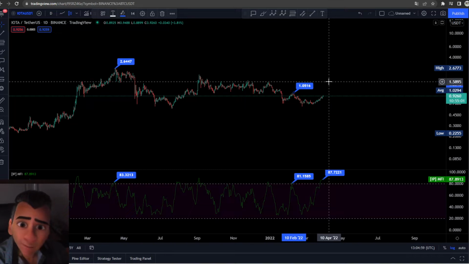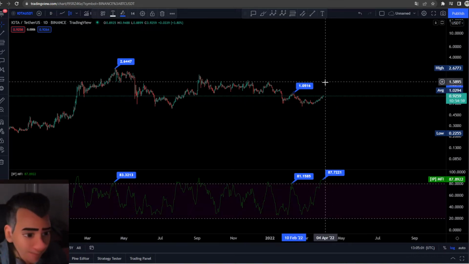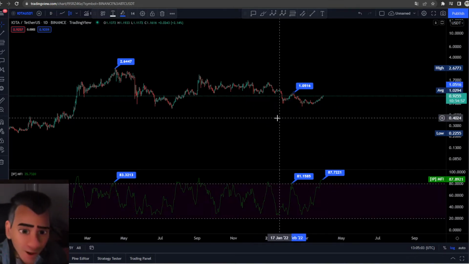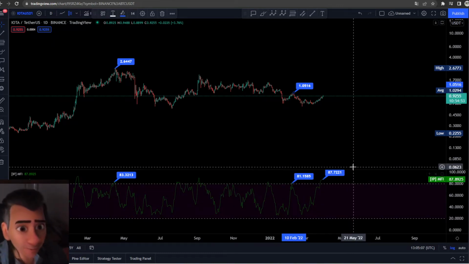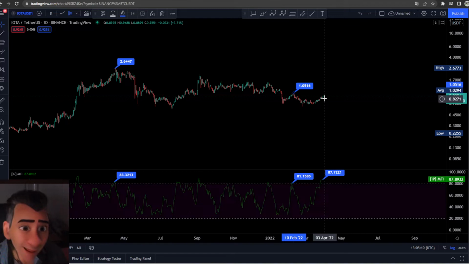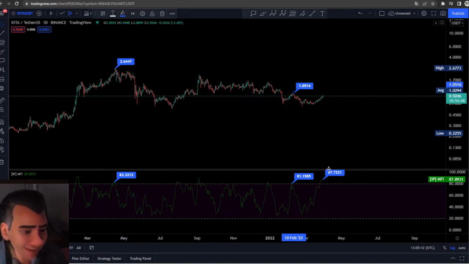What's the next big thing? I don't hope for this, guys. I'm still in a long position. I'm still long on IOTA, but it's now really dangerous because we are on 87 points. Everything over 80 is overbought. And the big question is, are we going hard down again now?